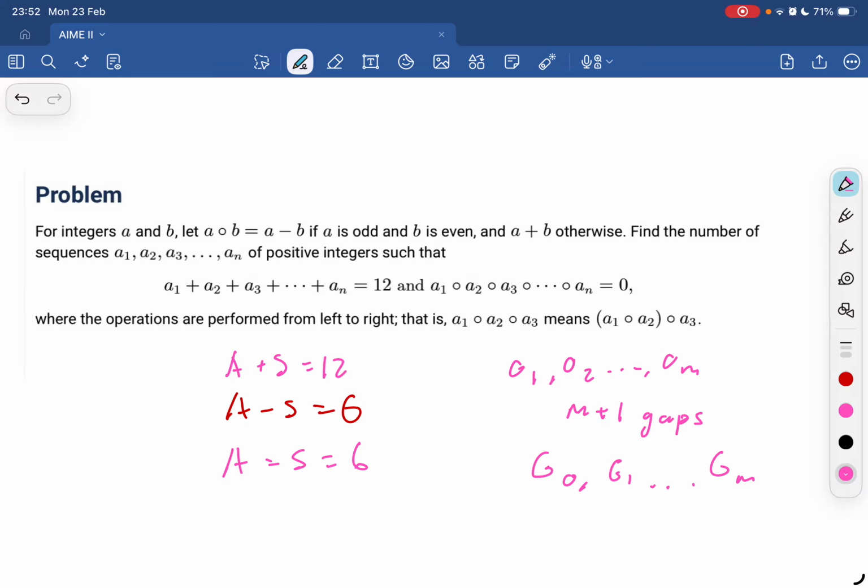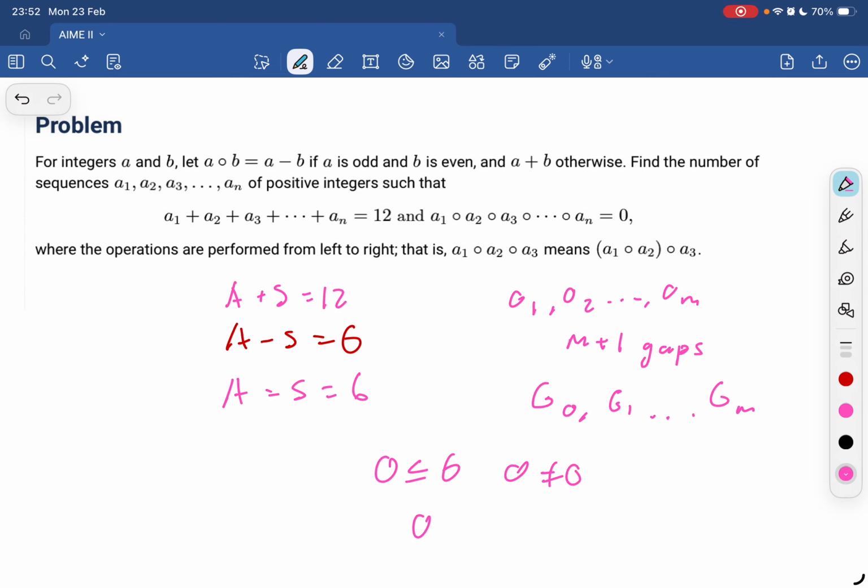Now, look at the positive values of O. Since O is the sum of positive odd integers, E add is even, so O must be even. O must be less than or equal to 6 and cannot be 0. Thus, O has to be 2, 4, 6. So now there's 3 cases. Case 1 is when O equals 6. Then E add will be 0.